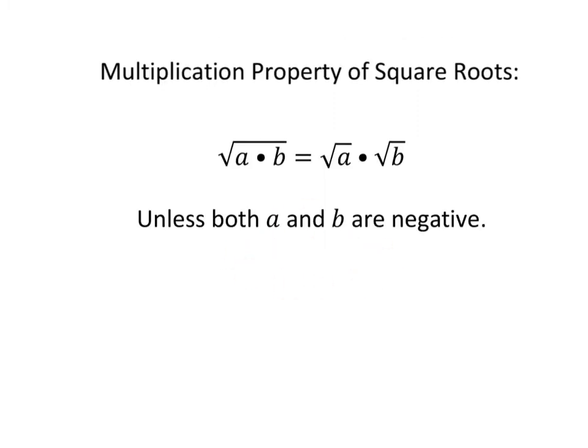All right, so we're going to get to some problems using imaginary numbers. But first, there's one other thing we have to remember. It's the multiplication property of square roots. It says this: the square root of a times b is equal to the square root of a times the square root of b. And this is always true unless both a and b are negative. If one of them is negative, this works. But if both of them are negative, we can't use this. But we will use this a lot.